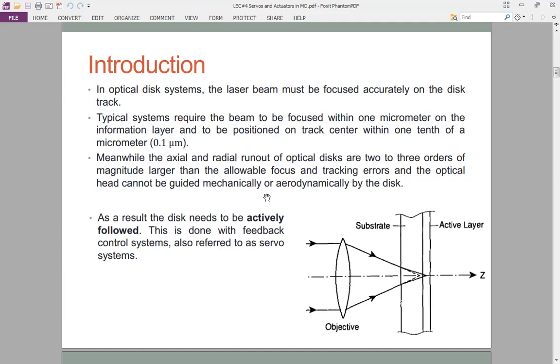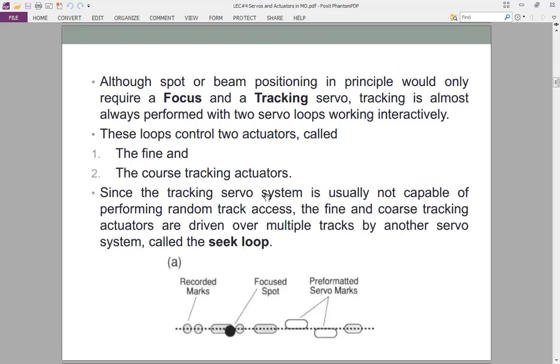Although spot or beam positioning in principle would only require a focus and a tracking servo, tracking is almost always performed with two servo loops working interactively. At this point, let me explain that because we have said that the spot must be on the track within the correct distance at all times, so we have two servo systems.